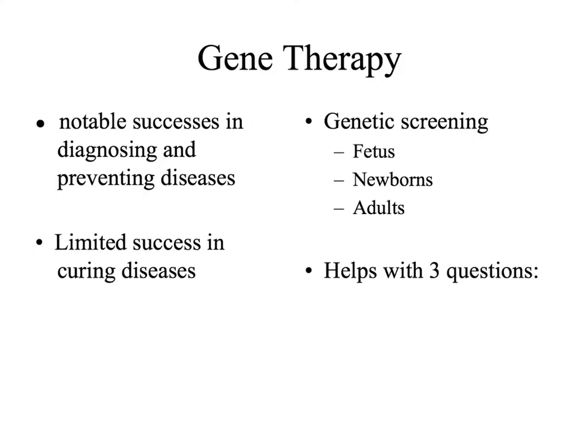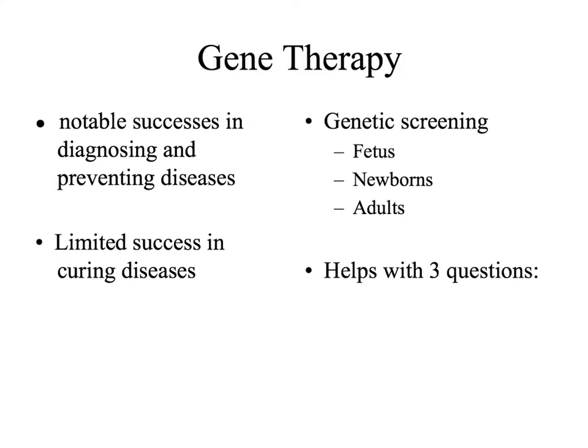Gene therapy is another interesting case where information about GMOs has been very useful. Gene therapy is the process of inserting functional genes into human genomes to help replace the dysfunctional gene that was there previously. So this process has had more notable success in diagnosing and preventing diseases than it has in actual curing diseases. There's only one case that I've seen where it has been able to cure a disease. Generally, gene therapy and information from it are used in genetic screening of fetuses, newborns, and adults.